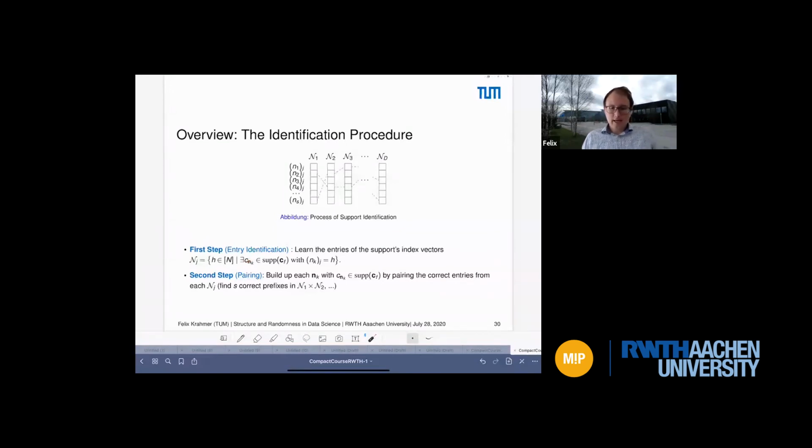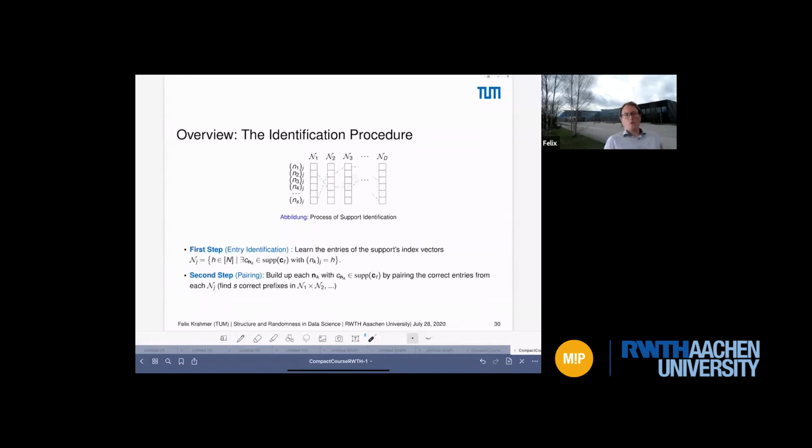If we identify the set N_j, or the set N_1 say, then we know that for all the active indices, the first entry must be one of these numbers in our set. Here we have pointed them out. These are all the candidates for the first entry, these are all the candidates for the second entry, and then third, and so on up to the dth. So this is the first step: we learn the entries that appear in the first position of the active indices, the second, and so on.